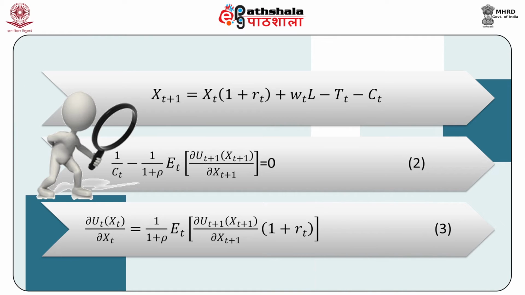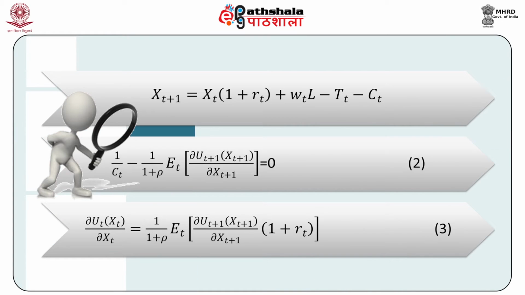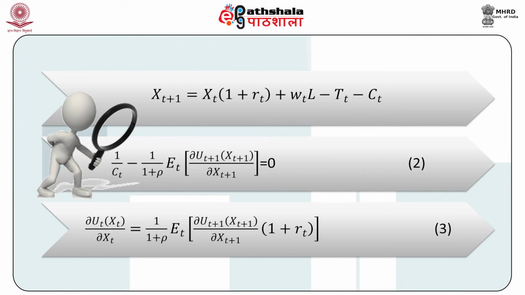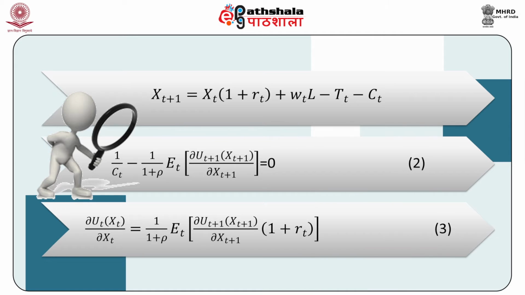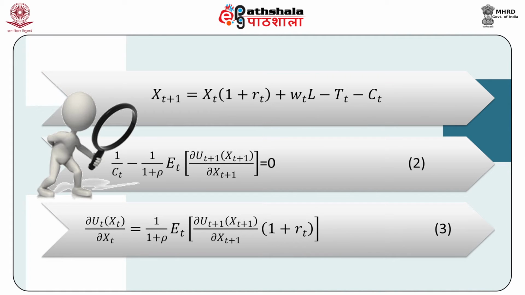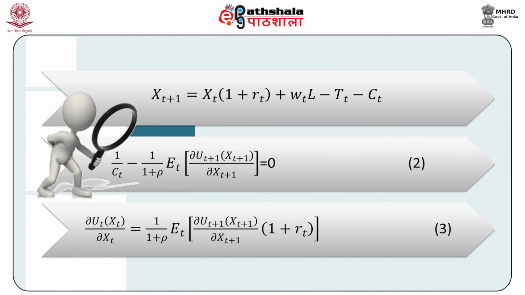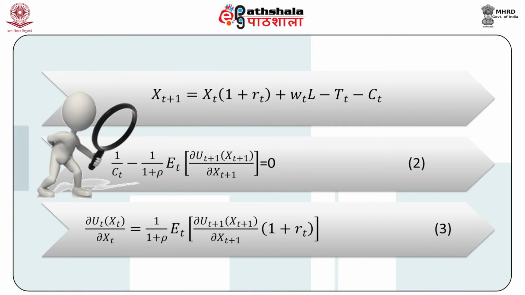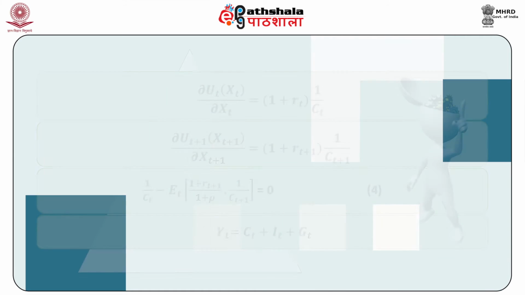Besides, the envelope theorem implies that the derivative of ut(xt) with respect to xt must be equal to 1 upon 1 plus rho into Et into the derivative of ut+1(xt+1) with respect to xt+1, to be multiplied with 1 plus rt.